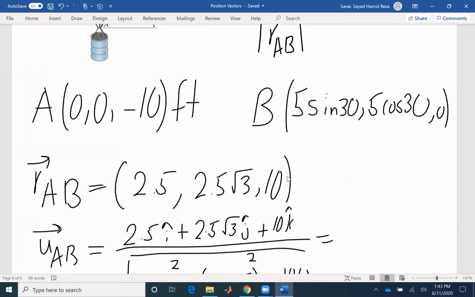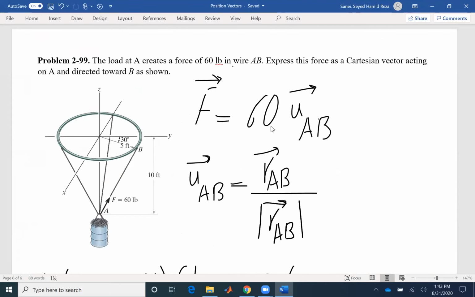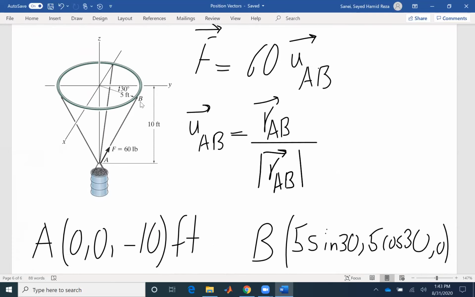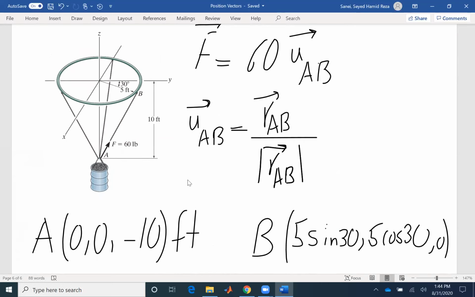All we did, we multiplied the magnitude by the unit vector. The unit vector is the position vector divided by its magnitude. The coordinate of B was not directly given to us, but we had the radius and angle, so we could find the coordinate of B. And knowing the coordinate of A, the position vector was written, and then the unit vector.